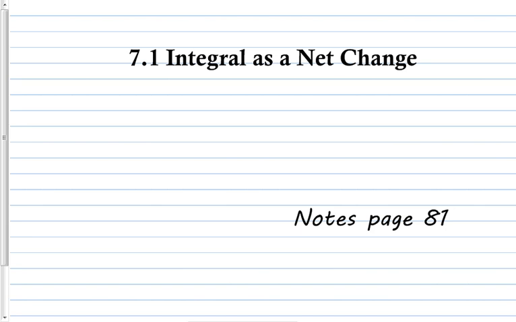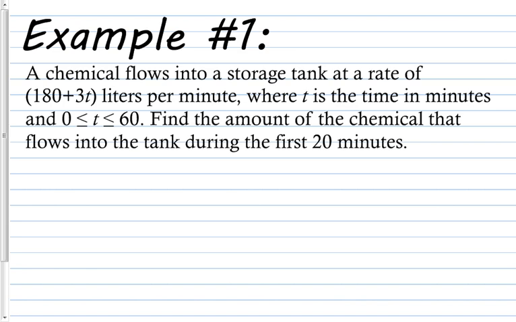7.1, integral as a net change. Example 1: a chemical flows into a storage tank at a rate of 180 plus 3t liters per minute, where t is the time in minutes and t is from 0 to 60. Find the amount of the chemical that flows into the tank during the first 20 minutes.